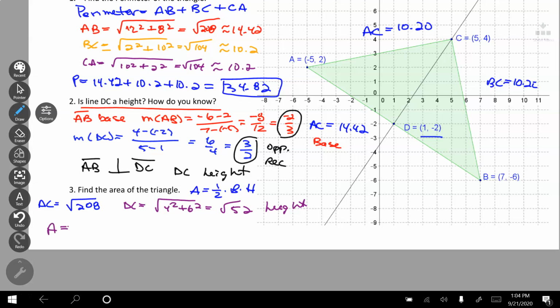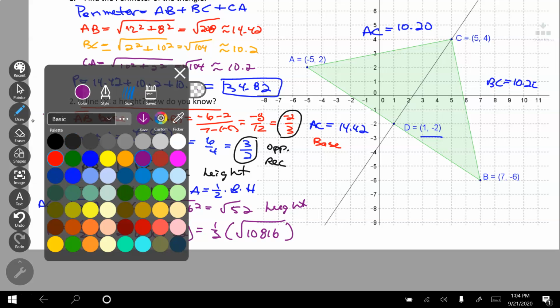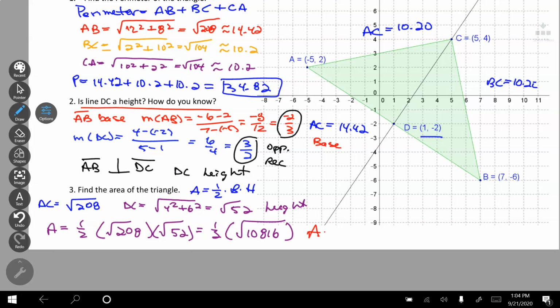So my area is 1/2 square root of 208 times the square root of 52, which is 1/2 the square root of 10,816. I get, well, my area is equal to 52 square units.